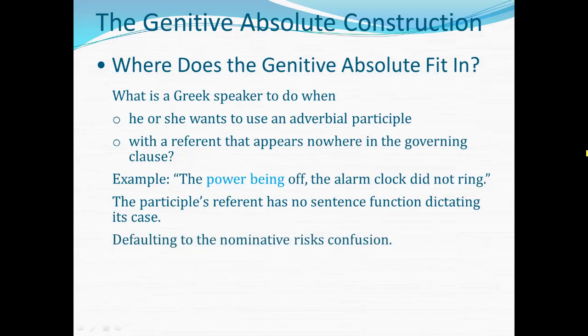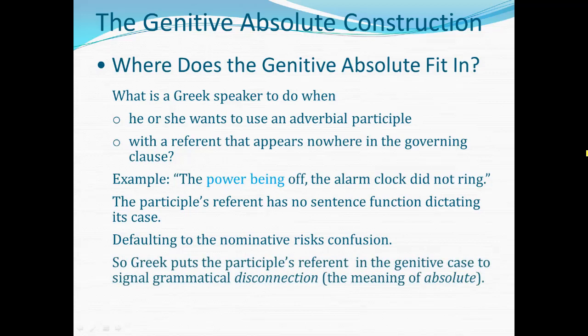If Greek were to default to the nominative case for the word power, there would be the risk of confusion in some sentences when you wouldn't be able to tell which nominative was the subject of which verb form. So the Greek convention is to put the participle's referent in the genitive case to signal grammatical disconnection. That's the meaning of the word absolute as a technical grammatical term, isolated or disconnected.